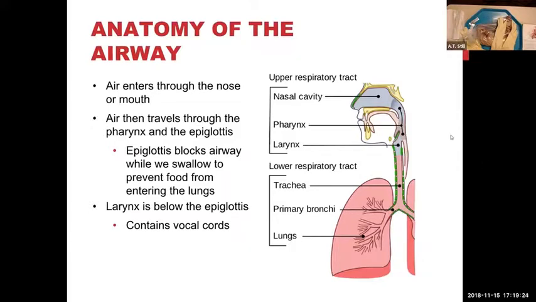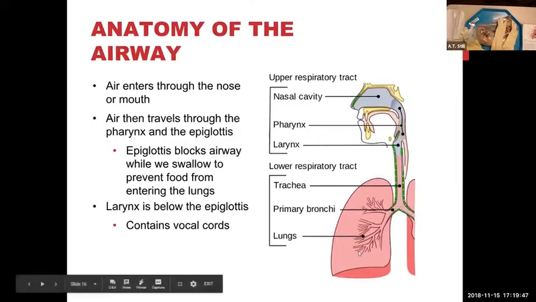Okay, so if we look at the anatomy of the airway, the air is going to come through the nose when you breathe into the nasal cavity, and it's going to go down into the pharynx and larynx, which is like your throat area, and then it's going to go into the trachea and split. When the trachea splits, it's going to follow this into the lungs.